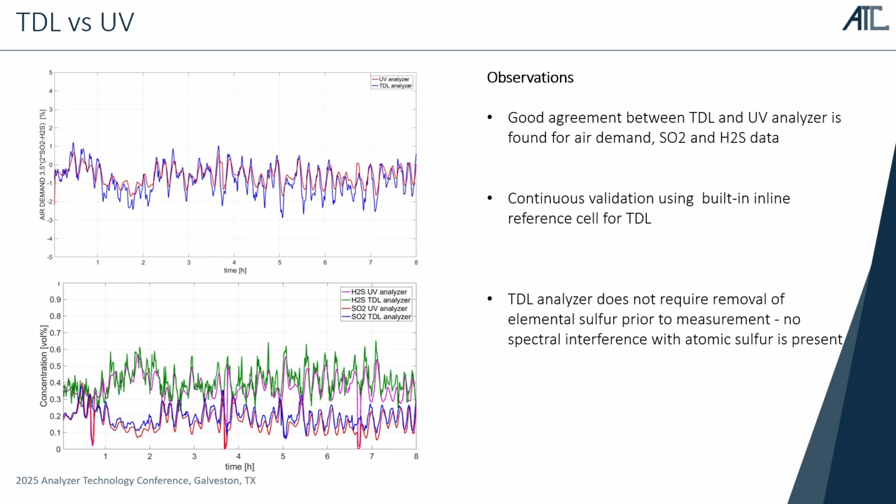This was ongoing for 1 year, and our availability was 100%, so there was no maintenance needed. And one small detail you see: the UV analyzer is every couple of hours doing this auto-validation, and TDL is using this built-in reference cell for continuous validation. And as I mentioned, we do not require removal of the elemental sulfur. The UV analyzer uses the Mister probe to remove part of the sulfur before it goes to the measurement cell.